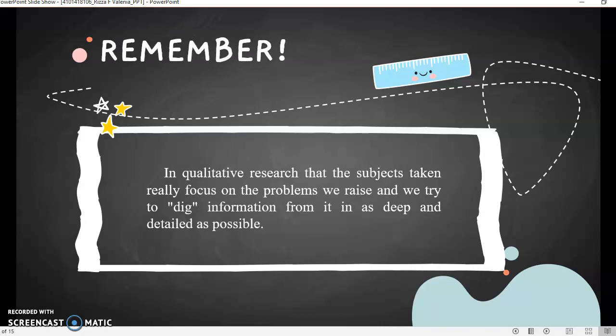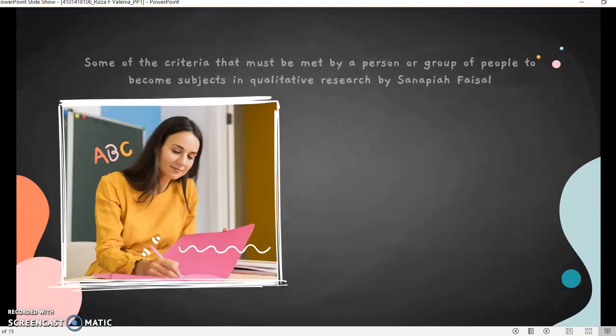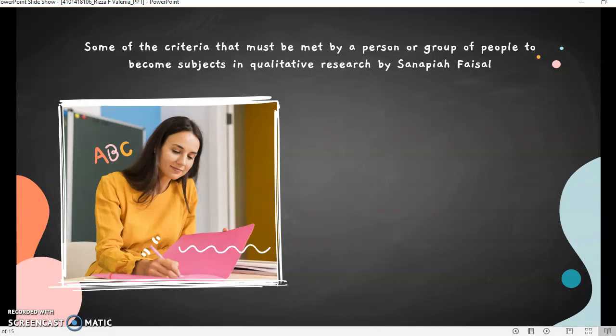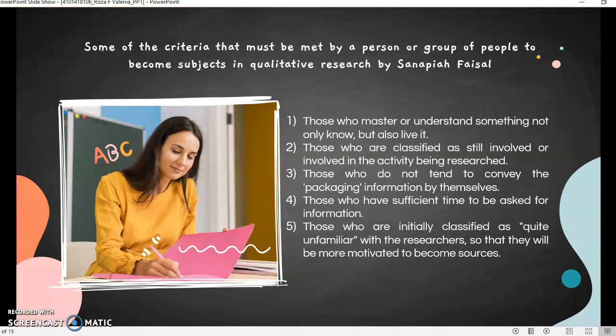Why? In qualitative research, the subject taken really focuses on the problem we raise and we try to dig information from it in as deep and detailed as possible. And then some of the criteria that must be met by a person or group of people to become subject in qualitative research by Sanapiah Faisal. There are five. First, those who master or understand something, not only know but also live it.